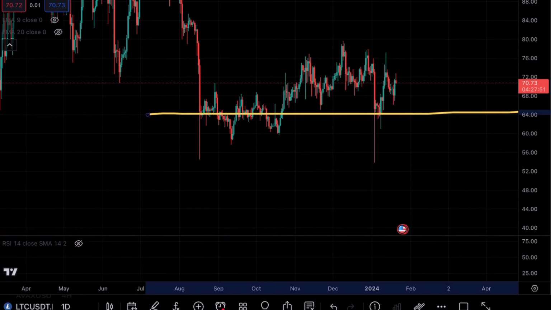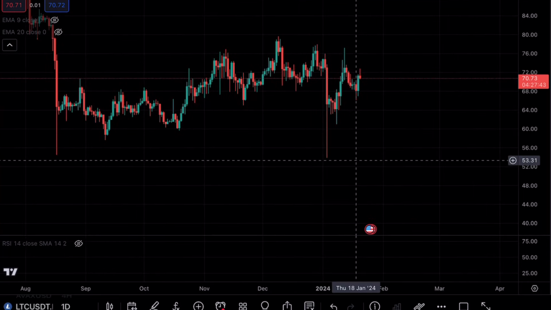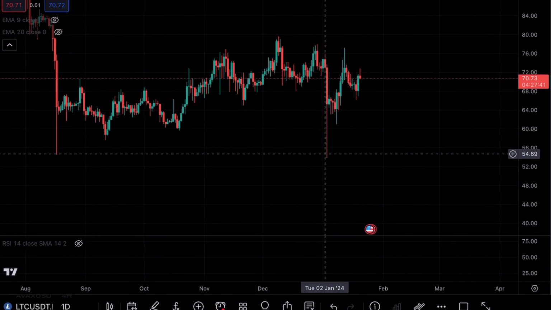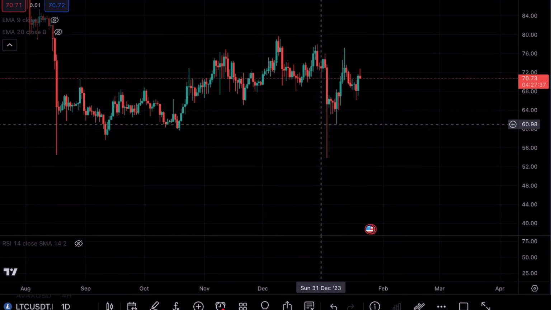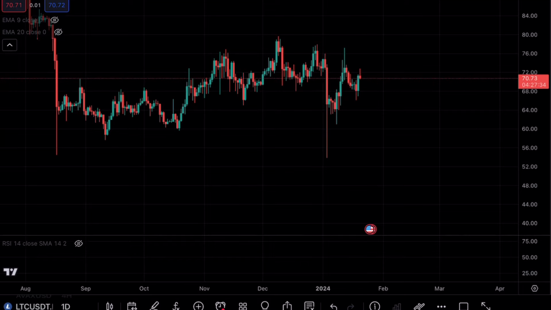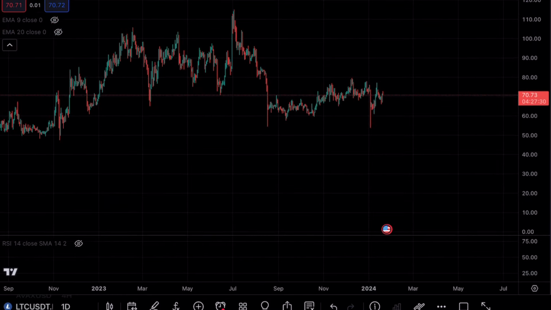Now, the reason why I don't specifically draw my support like that is because I trade off wicks. Now, a wick basically is where the lowest point or the highest point on the chart was, and where you saw buy pressure or, of course, sell pressure. It creates this little line. That is basically what I'm looking for when I am looking at a daily support.